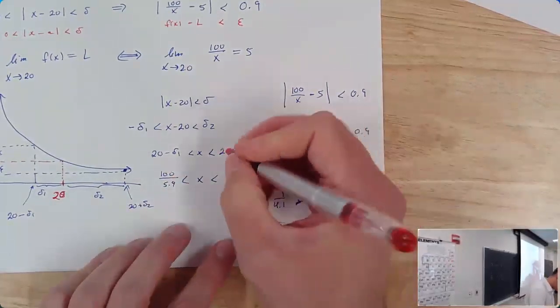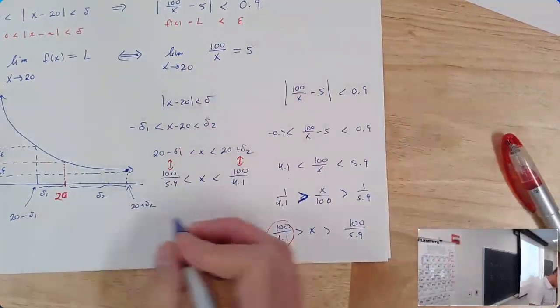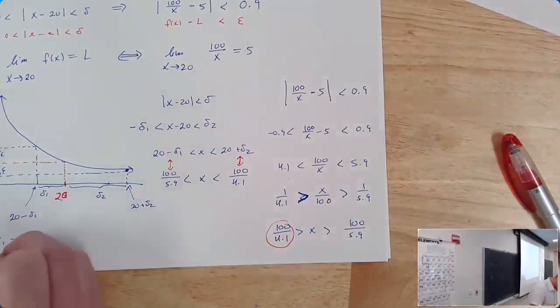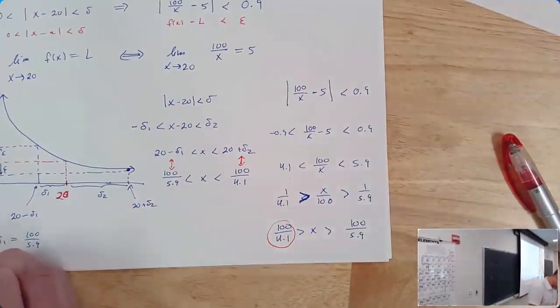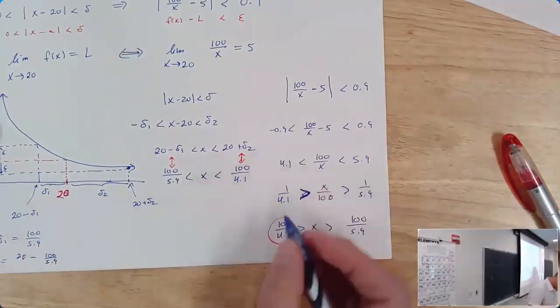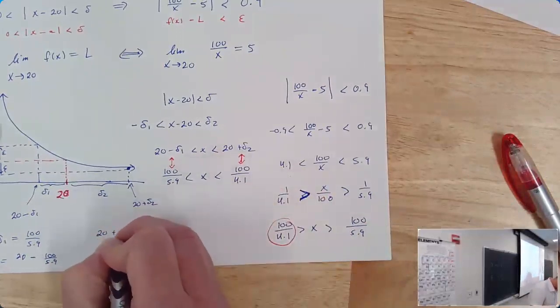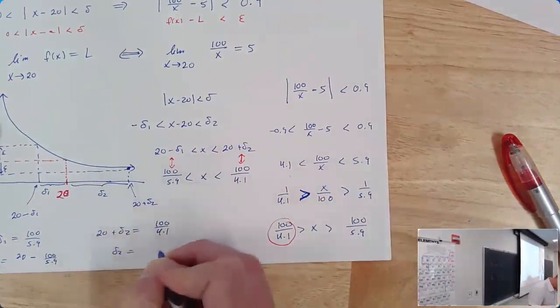And now I'm just going to set these equal to each other. So I'm going to set 20 minus delta 1 equal to 100 over 5.9 and get delta 1 equal to 20 minus 100 over 5.9. Which should be the smaller one, but we'll check to see. And then we're also going to get 20 plus delta 2 equal to 100 over 4.1. So delta 2 is equal to 100 over 4.1 minus 20.